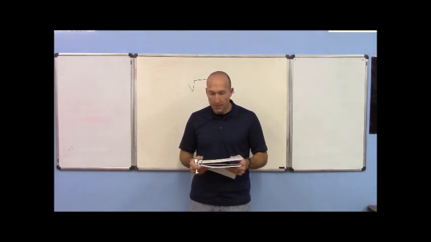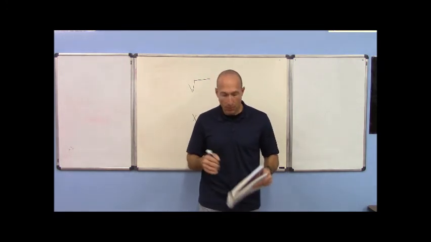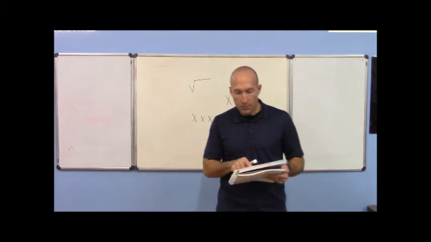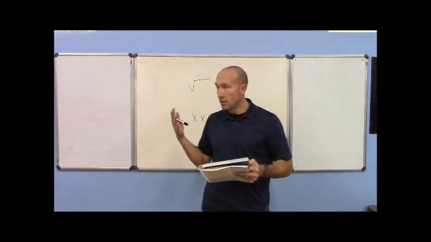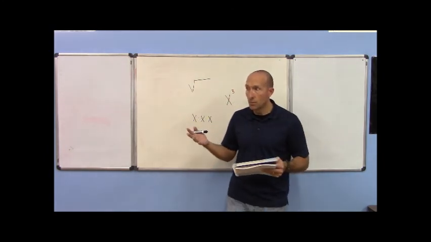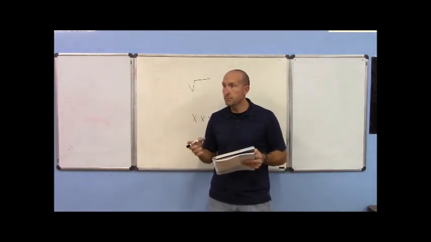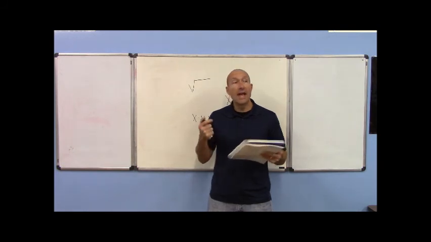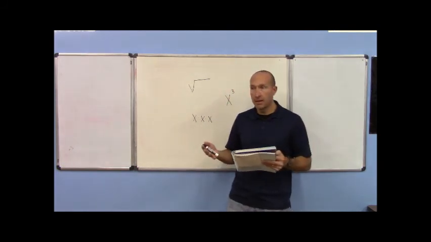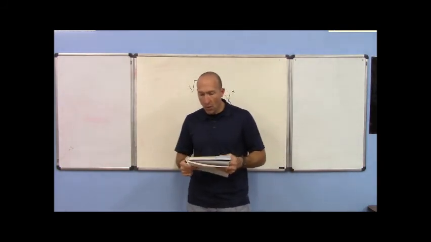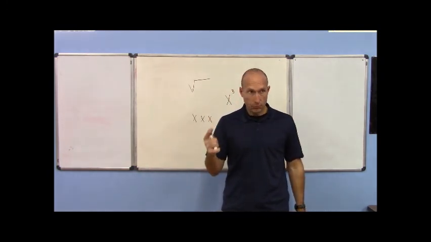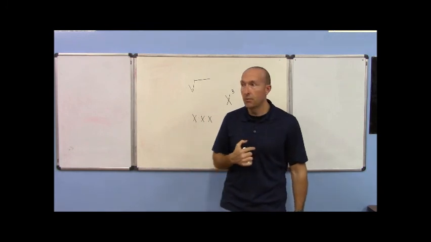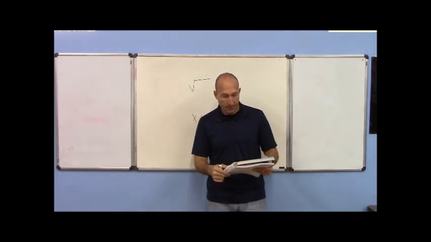The product property is whenever you have a base with an exponent times that same base with an exponent. Well, what do we do with those exponents when we're multiplying? We add them. We add the exponents when we're multiplying the bases. When we divide the bases, what do we do? We subtract. We do the opposite of what happens whenever we multiply.